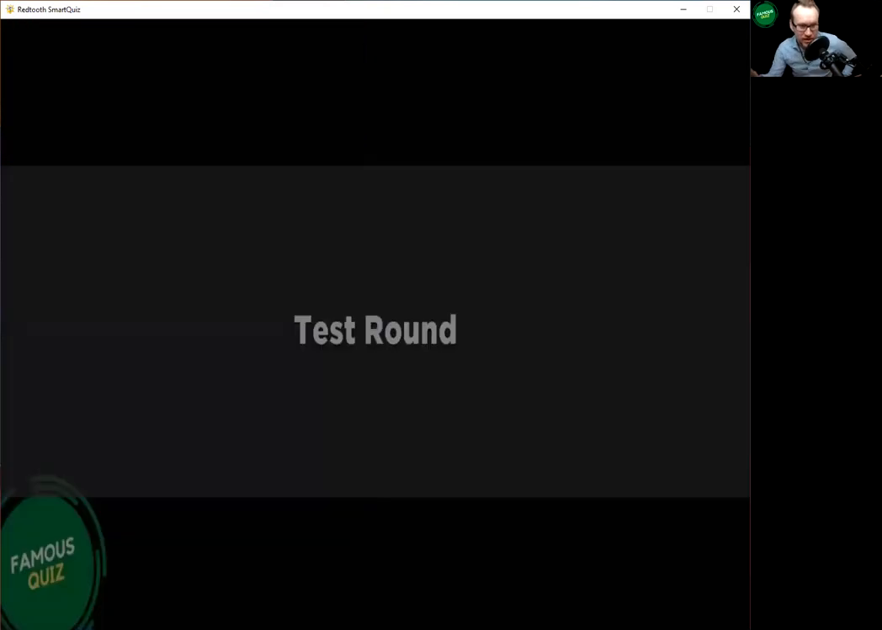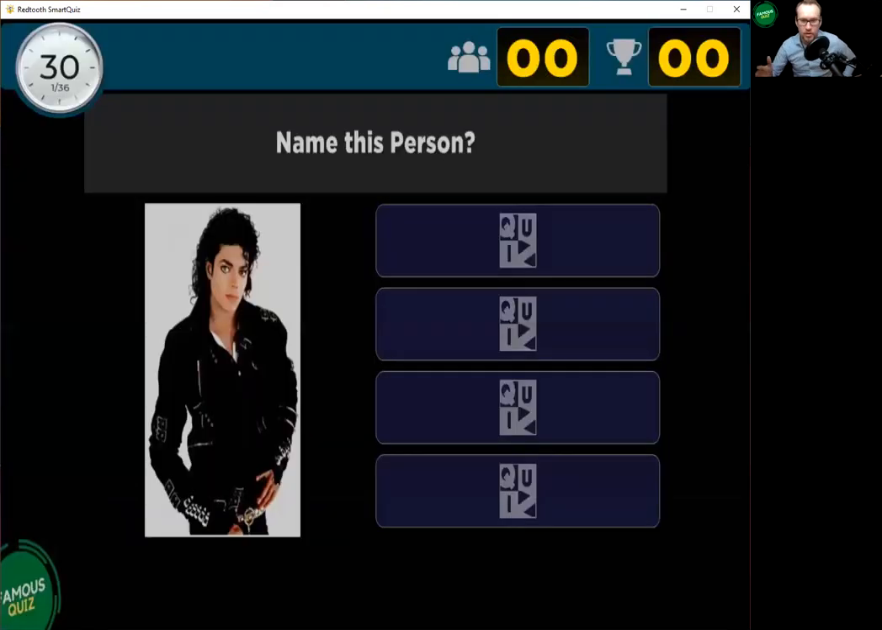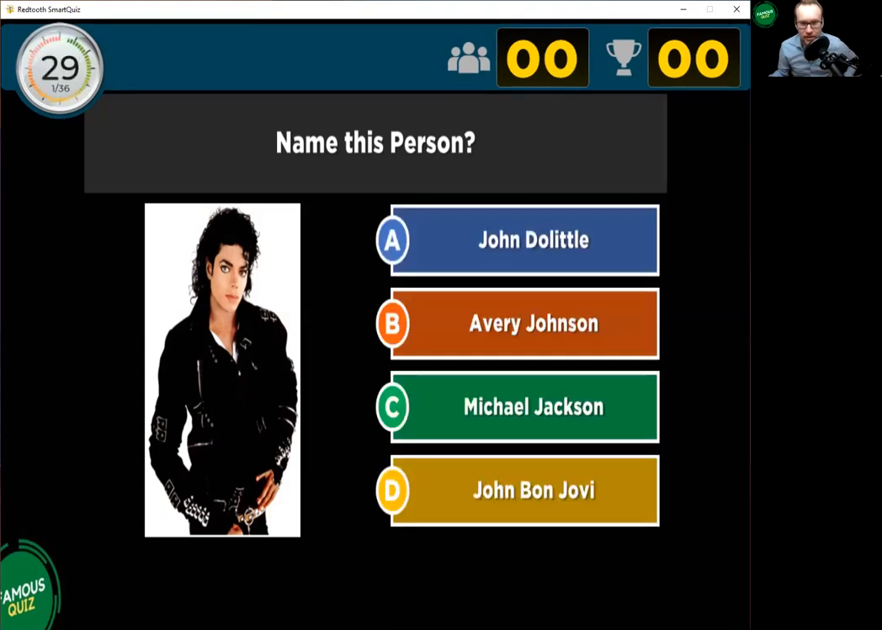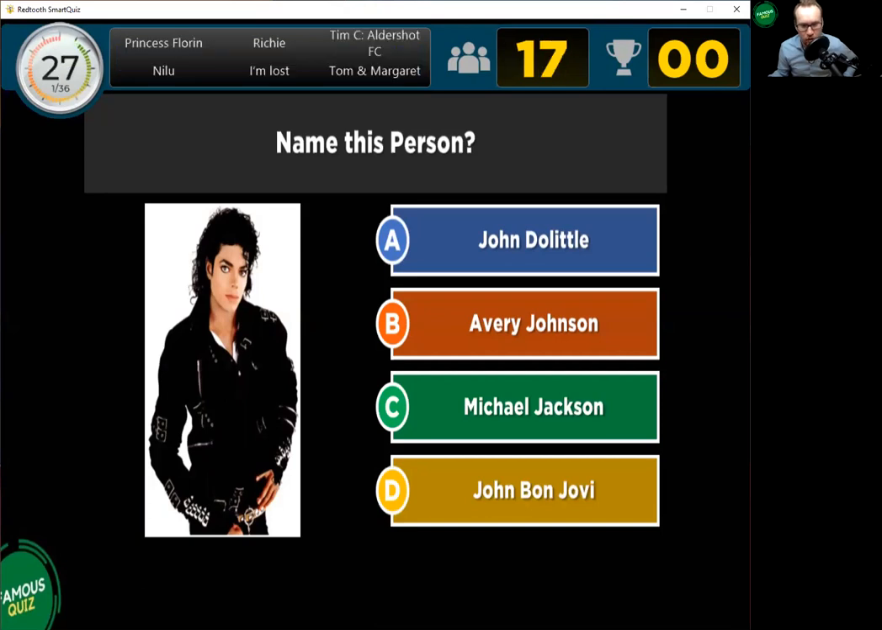Let's start. As always, we are starting with the test round to check your devices. Simple question, simple round, no points. Just to see how your systems are working, you need to press one of the 4 answers. Name this person: John Doolittle, Avery Johnson, Michael Jackson, or John Bon Jovi. You just need to press A, B, C, or D.